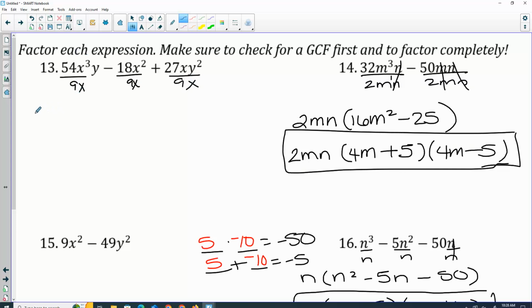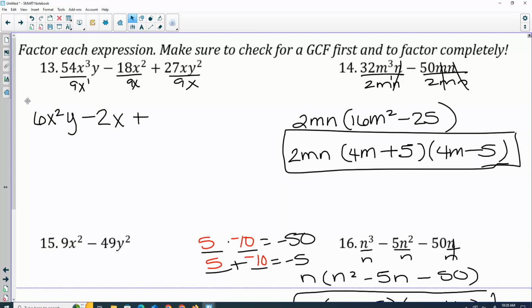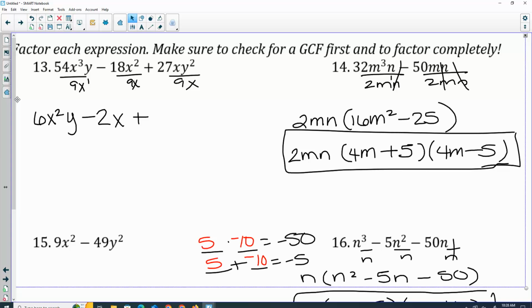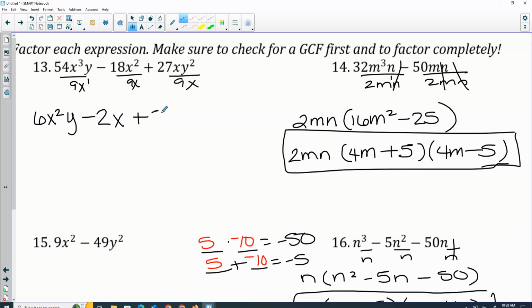So 54 divided by 9 is 6. You have 3 x's on top, 1 on the bottom. 3 minus 1 is 2. And you have a y. 18 divided by 9 is 2. You have 2 x's on top, 1 on the bottom, so x. 27 divided by 9 is 3. We took out the x, we have our y squared. And you just put that 9x in front.